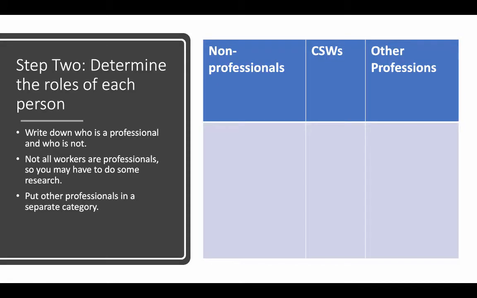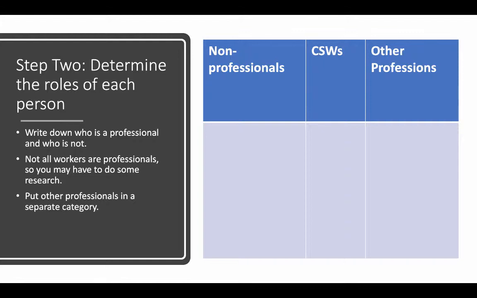the people. Step 2 is to determine the role of each person. People will fit into one of three categories. The first category are the non-professionals. This group will include people such as the client's family, or people in the community, such as neighbors. The other categories will be either CSWs or people from other professions. If you're not sure whether somebody fits into another profession, you should look it up by doing some research.